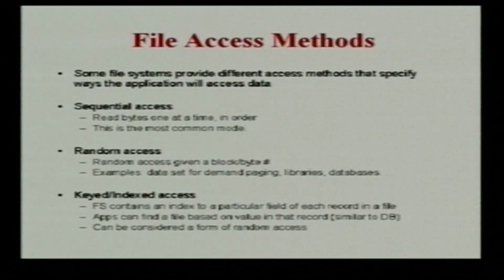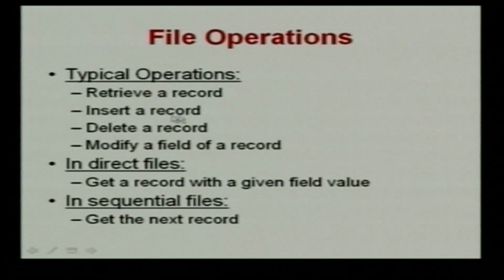So, when you look at file access methods, there are 3 methods: sequential access, random access and index access. In sequential, you just read one by one; in random, you give a number and you can go there; in index, you go to the index and from the index you go on. Typical operations on a file are retrieve a record, insert a record, delete a record, and modify. In direct files you get a record given a field value. In sequential files, the operation is get the next record. These are the data structure operations.